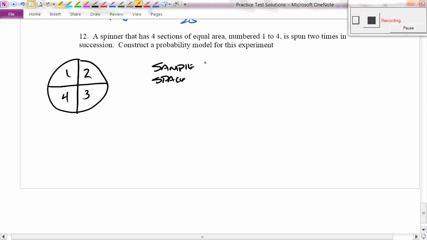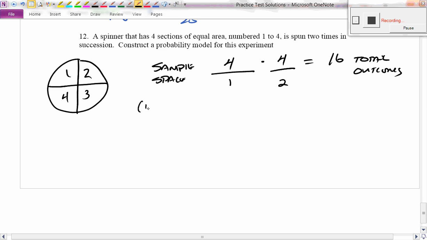So the sample space is going to consist of I spin the spinner 1 time, and then I spin the spinner a 2nd time. I have 4 choices for the first time, and again I have 4 choices for the 2nd time. So I should end up with 16 total outcomes. So what are those outcomes? They're going to look like this.